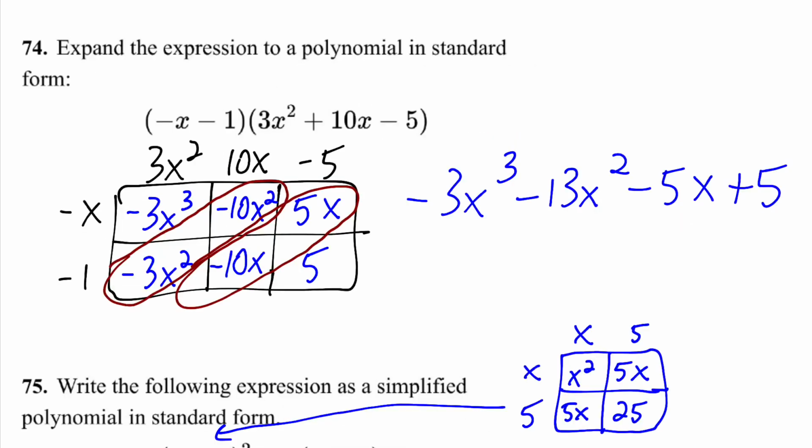74 is similar, but it's larger, so I have a binomial here on the left times a trinomial here on the top. So I still do rows times columns. I have to pay close attention to negatives. Remember that since I'm multiplying, I add the exponents. 1 plus 2 gives me 3, and so on and so forth. I will still combine like terms on the diagonals, meaning that the negative 3x cubed just carries over, so does the 5, but these parts combined give me negative 13 and negative 5.